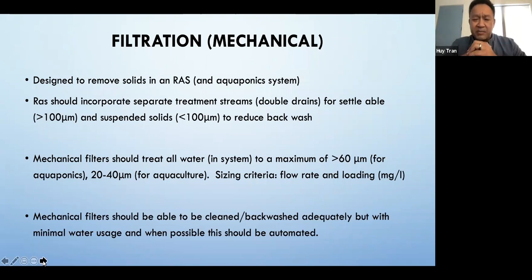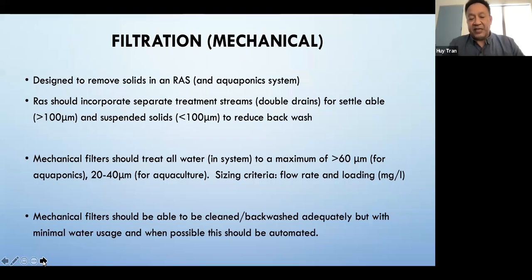And then the maximum size of mechanical filtration should probably be greater than 60 micron for aquaponics, because we don't want to filter out some of the trace nutrients. But for aquaculture, they're tending to go much finer. 40 is pretty standard, but more and more systems are going down to 20 microns.